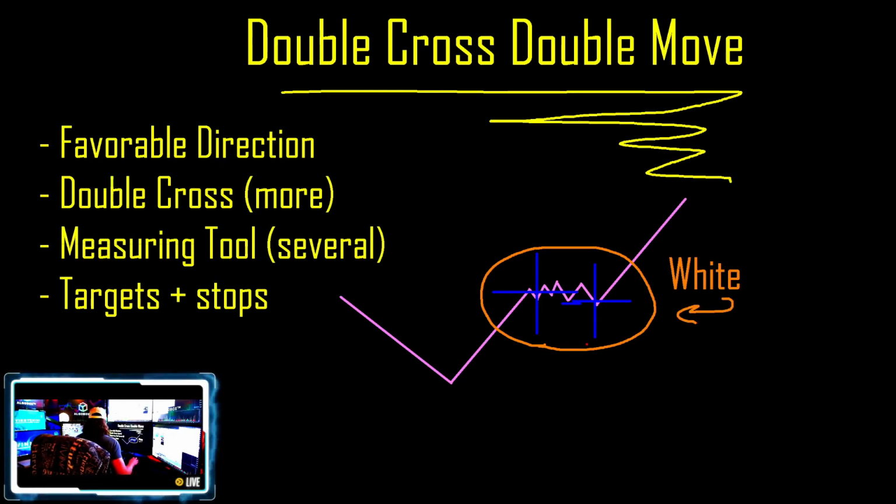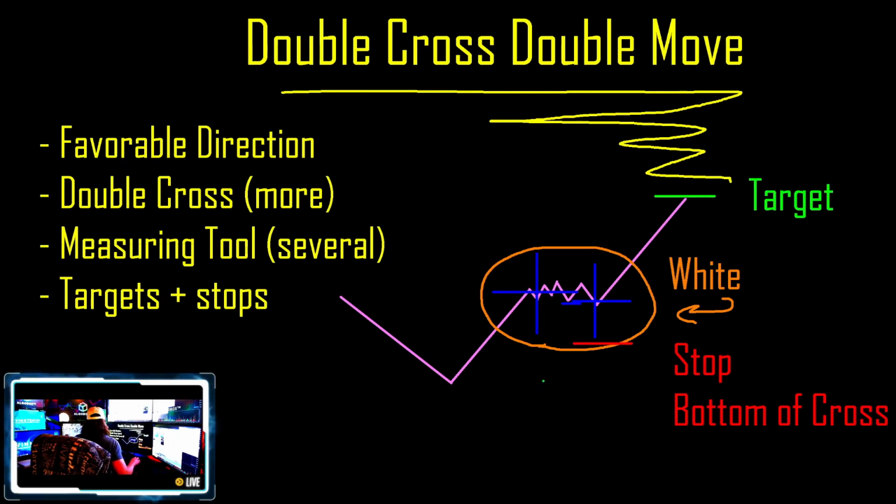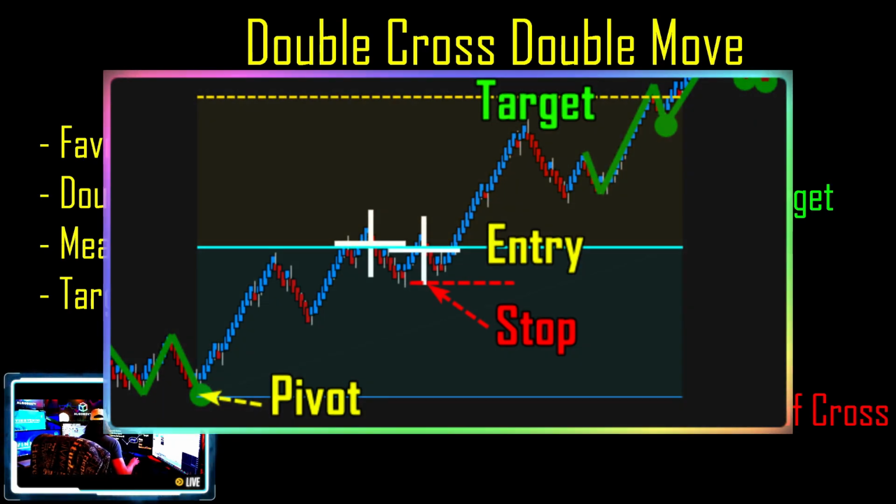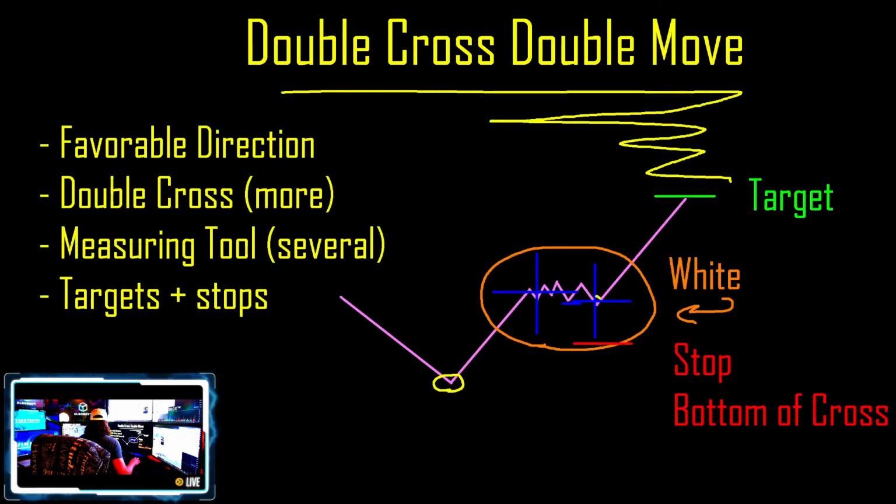And of course, where are our stops going to be? Right down here below the lowest cross. Stop at the bottom of the cross. And of course, our targets are going to be up here on the double move. Okay, so fairly simple. So we're measuring from this pivot to the center of really the lowest cross. In this case, it's going to be this one, but oftentimes it'll be here. But we are looking for the lowest cross.